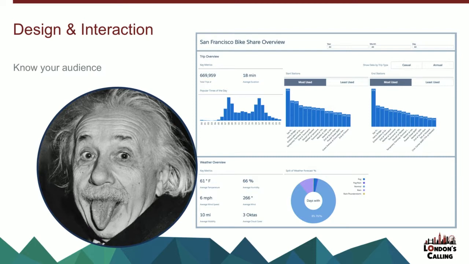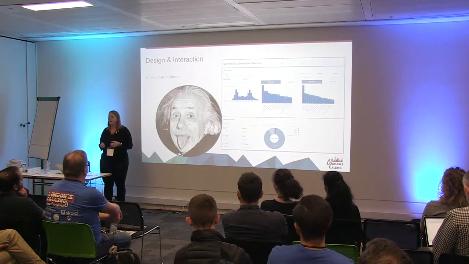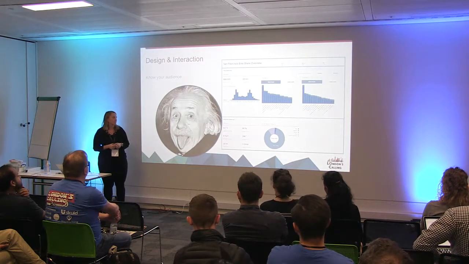So if you think about designing a dashboard for top management, they want to have an overview of how the company is performing. But if you're designing a dashboard for the sales reps, they're more interested in understanding how they themselves are performing. So my dashboard up here is intended for the San Francisco bike share, or the employees of the San Francisco bike share planning department. They're interested in having insight into how the trips are and also how the weather is influencing that.